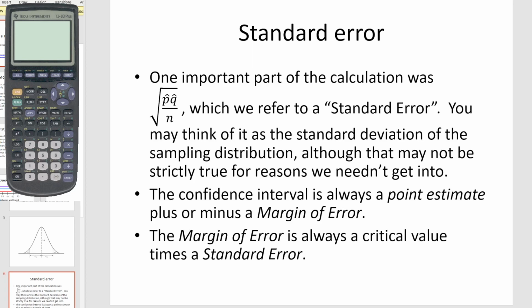The standard error is part of E. One important part of the calculation, the part that's being multiplied times the critical value, is the square root of p hat times q hat all over n. We refer to this as the standard error. You may think of this as the standard deviation of the sampling distribution, although that's not strictly true. The confidence interval is always a point estimate plus or minus a margin of error, and the margin of error is always a critical value times a standard error.